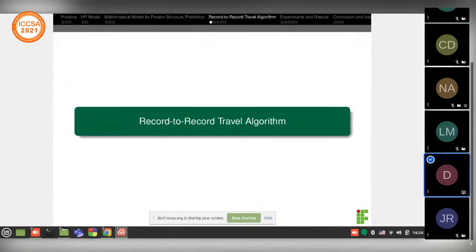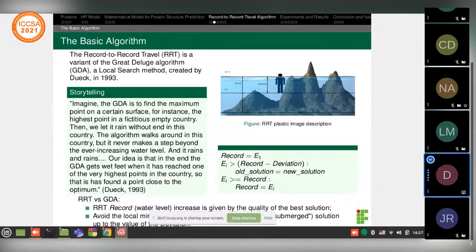Okay, now, like I said, the other discipline that we use is computer science. So to move into the area of computer science, we solve the protein structure prediction problem with the record-to-record travel algorithm. RRT is a variant of the Great Deluge algorithm, a local search method, created by Dueck in 1993.